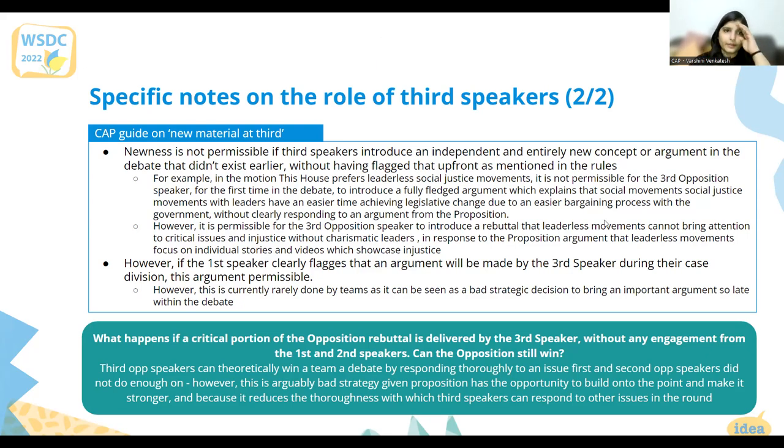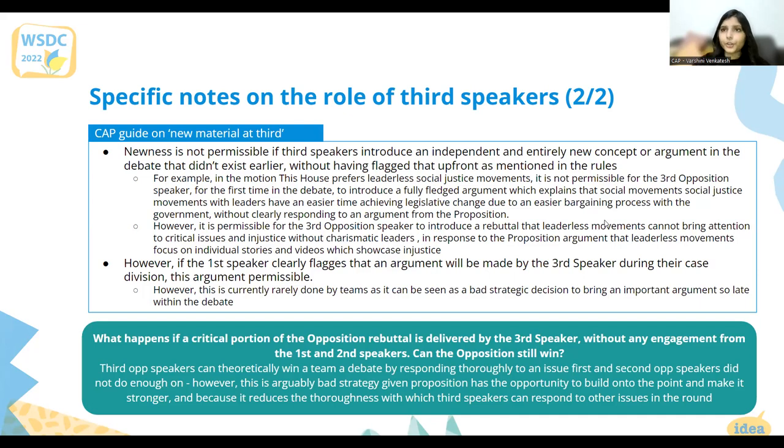For new substantive arguments in third speaker: even if it's only a line of assertion in the first or second speaker, and they say that the more explanation and reasoning will be explained in third speaker, and all the new reasoning, analysis and examples come in third speaker, as long as it's been flagged and it's already an assumption in first or second, is it still permissible?